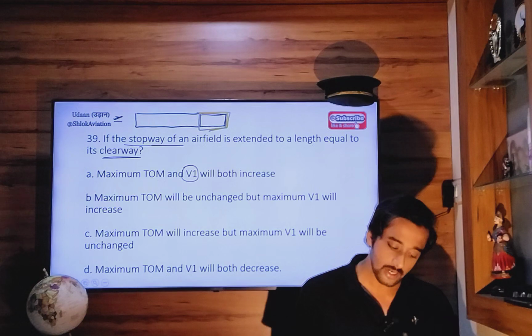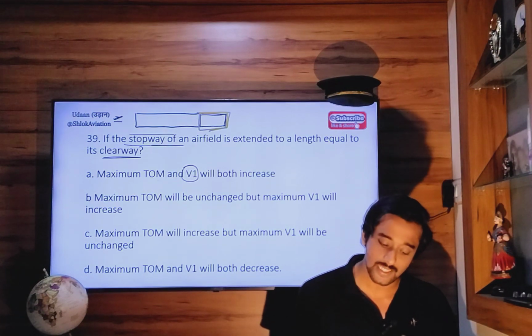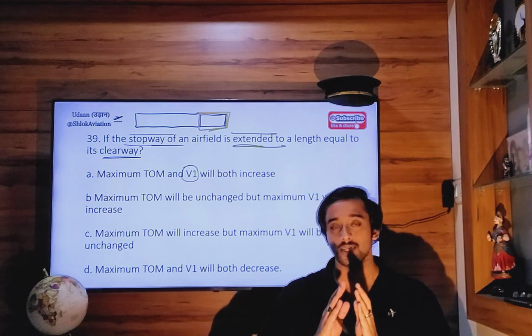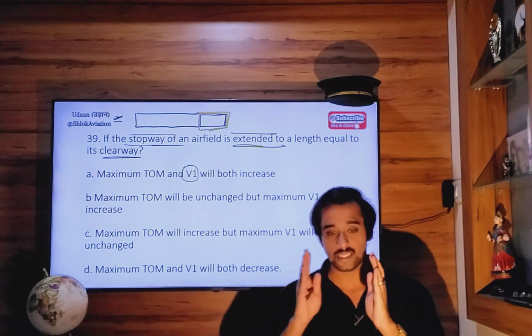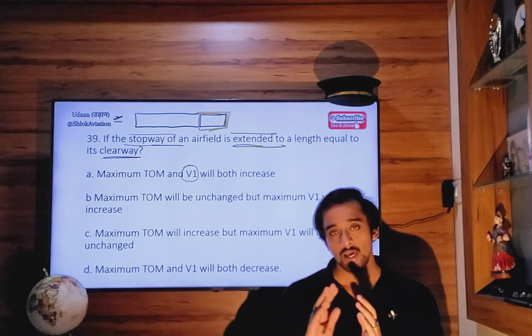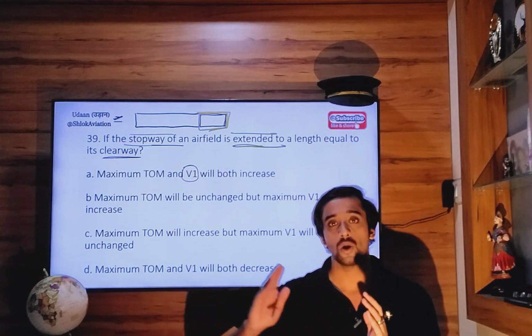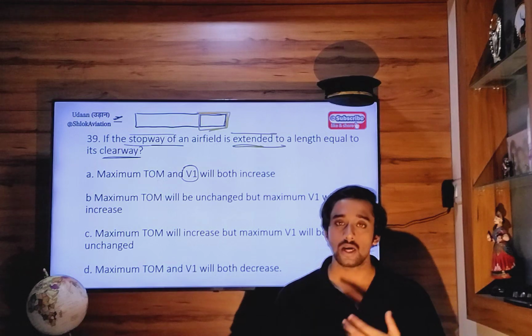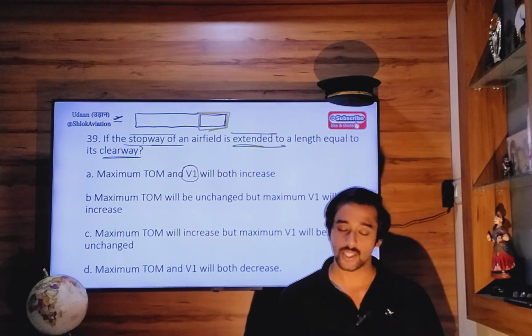Okay. So here the question states that the stopway is extended. That means the length of the stopway is extended or increased. Previously, the stopway was 50 meters long. Now it has been extended to 100 meters. So when stopway increases, what happens to the takeoff mass and V1 speed?